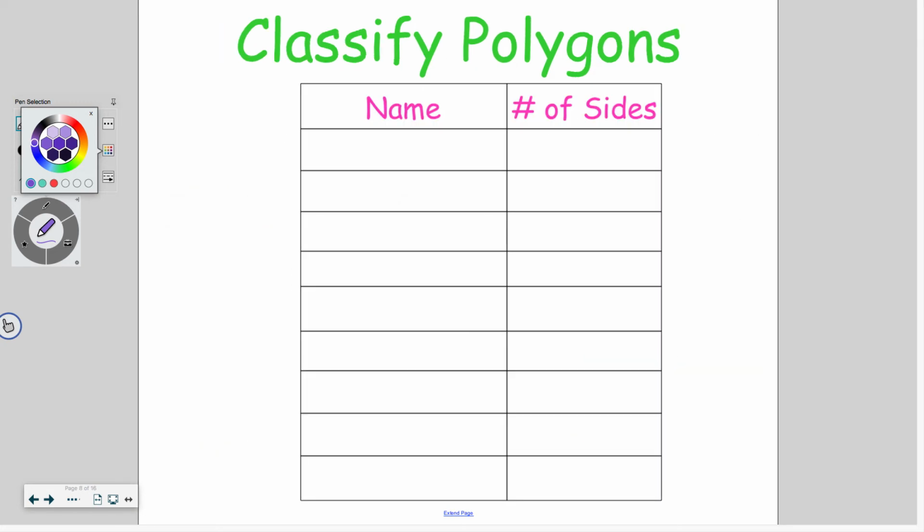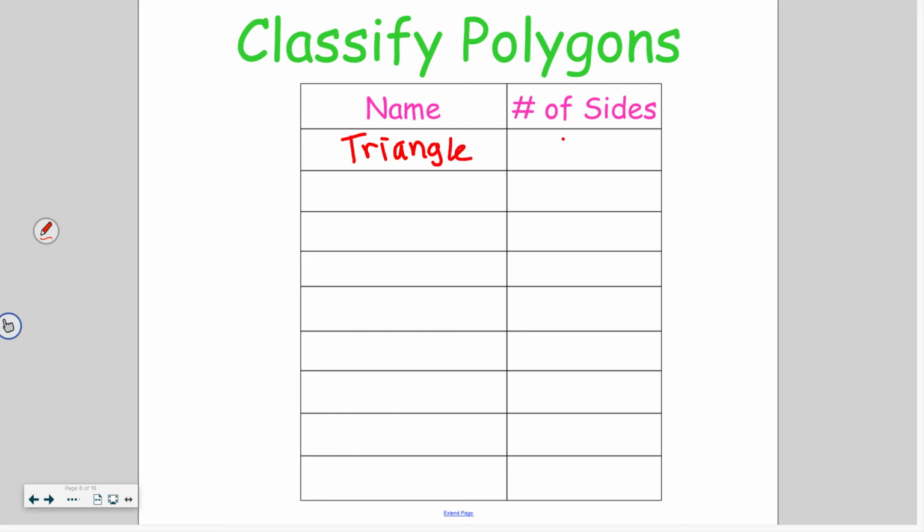Another thing we're going to want to be able to do is to classify polygons. So we do this by the number of sides that they have. Our first one is a triangle, and that has 3 sides. Then we've got quadrilateral, which is what we talked about earlier in this lesson. And that has 4 sides. A pentagon has 5 sides. A hexagon has 6.